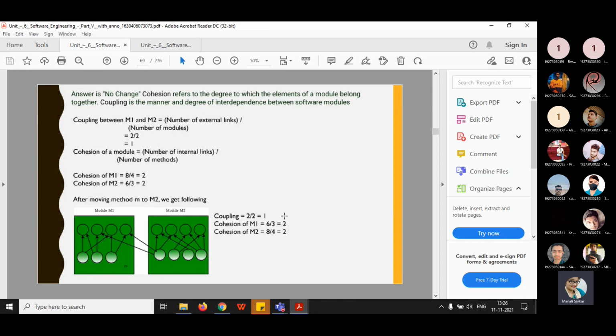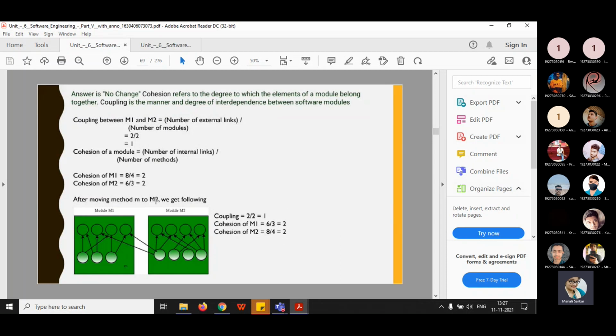Okay, now again for module M2, let's check how many internal links are there. See here: 1, 2, 3, 4, 5, 6, 7, 8. So the total number of internal links present in M2 is 8, and the number of modules is 1, 2, 3, 4. So the total number of modules is 4. That's why 8 by 4 is equal to 2.